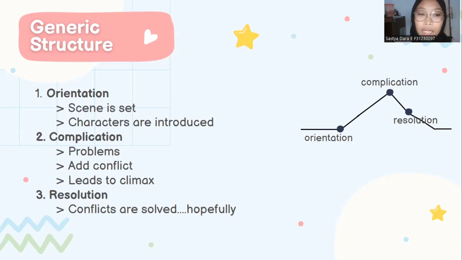The second part is complication. Complication has problems or conflict and leads to the climax. It is also called the rising action or the middle of the story. The third part is resolution, or we call it the ending of the story. In this part, the conflict is solved, usually happily.